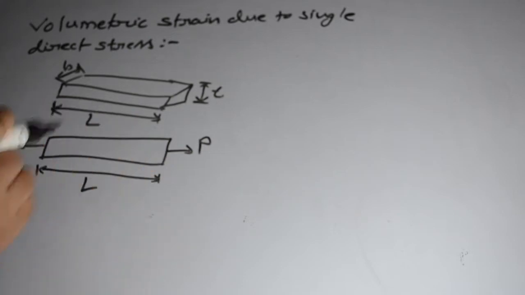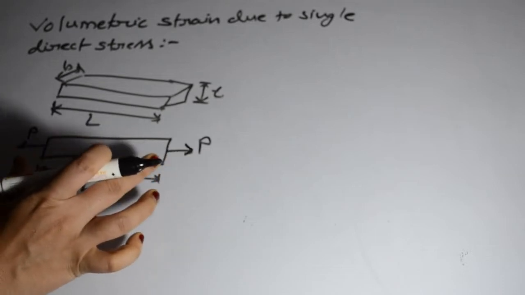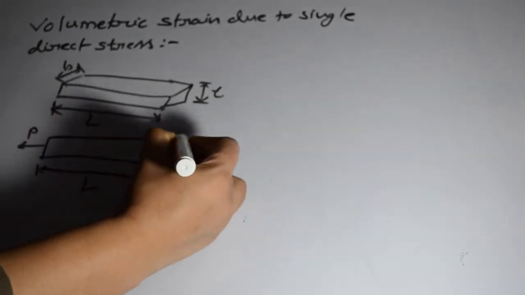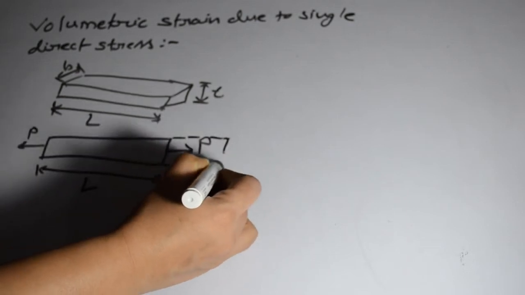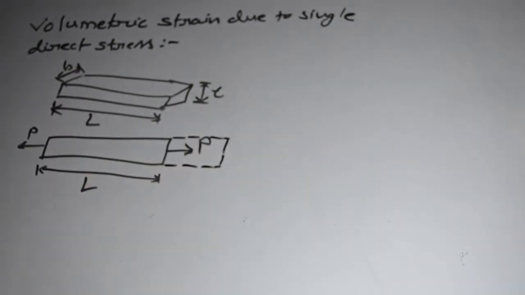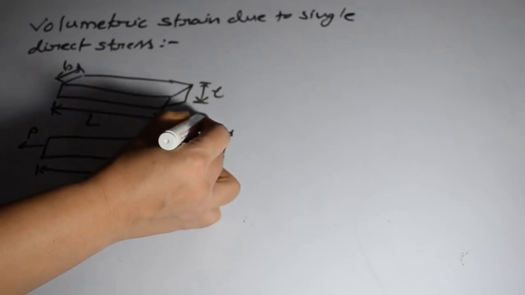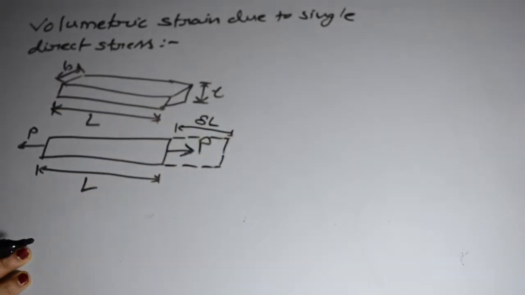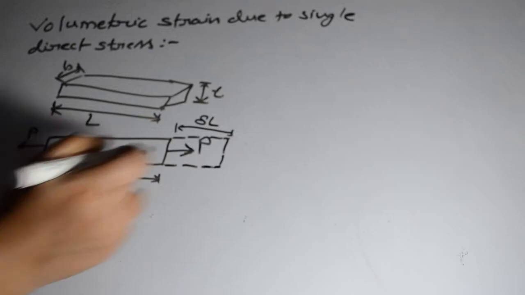So in that condition, what will happen? Because of this tensile force along its length, or in the longitudinal direction, its length will change. If we stretch any body or any bar or any elastic body, its length will change because of this tensile force. So we are considering this change in length as delta L. In that condition, this stress will be a longitudinal stress.